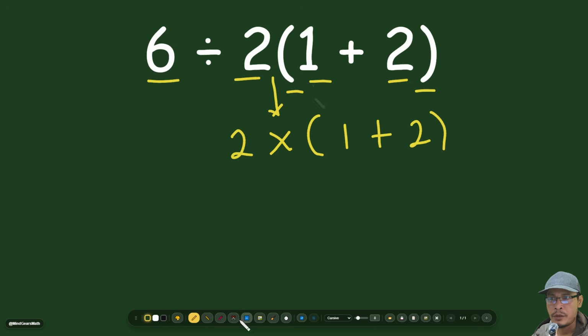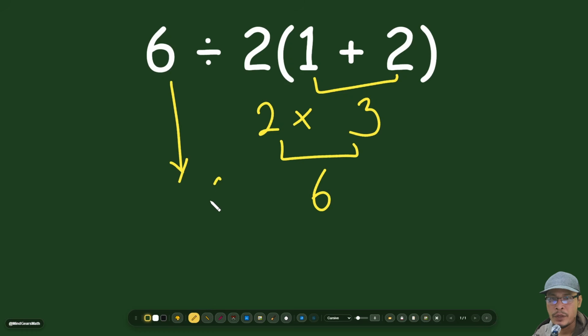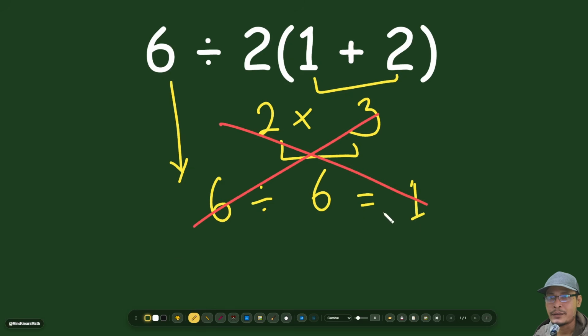Here is what not to do. Don't multiply 2 by the parenthesis first. That gives 6 divided by 6. The famous answer 1, tempting, wrong.